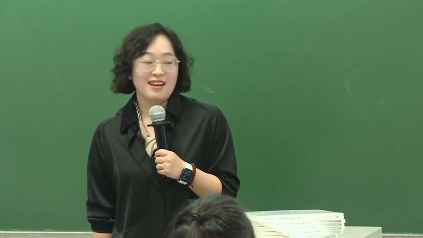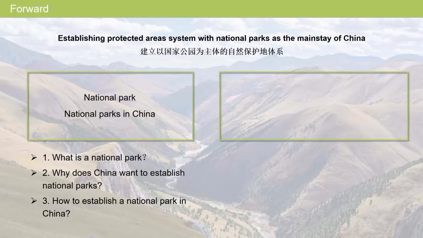Okay, in this talk today, we are going to have two sets of keywords. The first group is national parks in China. So what is a national park? This issue has been discussed in the previous lecture, so I think you probably know what is a national park, but what is a national park in China? And why does China want to establish the national park system? What are the characteristics of China's national park and how to establish a national park in China?